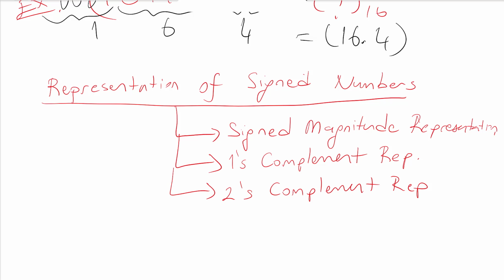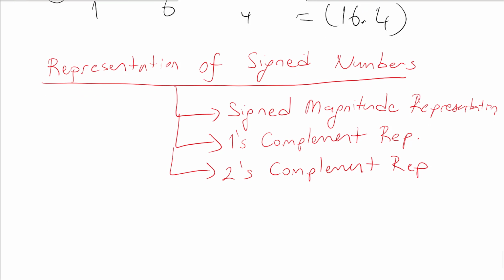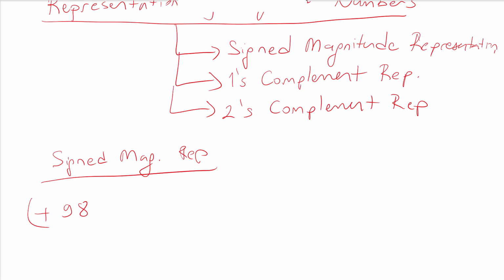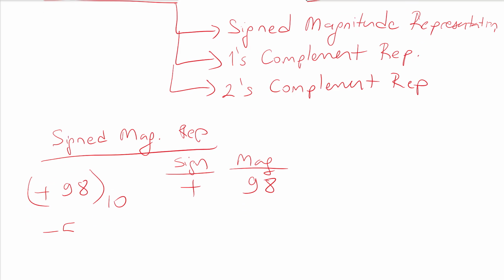So let's see how signed magnitude works. Let's say signed magnitude representation. So if I give you plus 98 in base 10, the sign here is positive and the magnitude of this number is 98. So if I tell you minus 57 in base 10, the sign is minus here, the magnitude is 57.